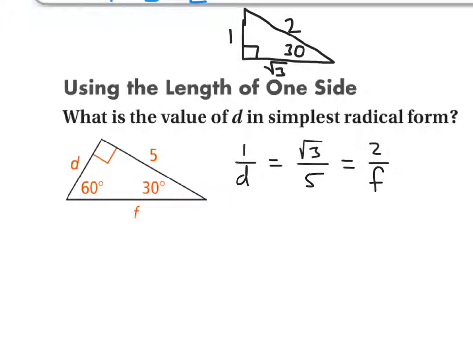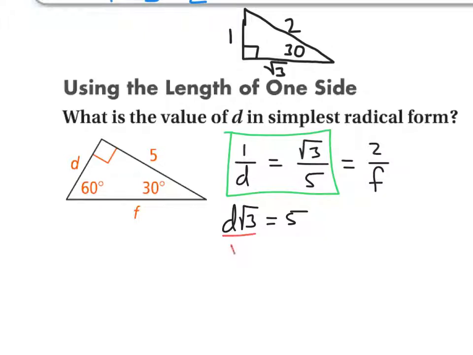Okay? So we have our proportion. Now we want to go through and solve by grabbing 2 of the fractions. Of course, one of the fractions has to be what you know. We know this one, so we have to use it. And we cross multiply like we've always done. So we have D times the square root of 3 equals 5. Well, I got to solve for D, so I'm going to have to divide by the square root of 3.